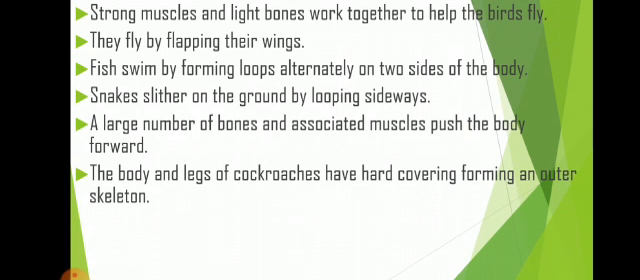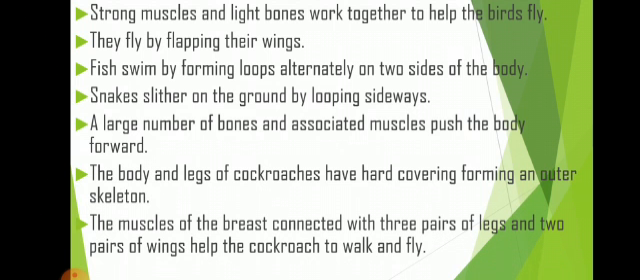The body and legs of the cockroach have a hard covering forming an outer skeleton. You have seen the cockroach. Its inner part is very soft, but from outside it looks very hard. The muscles of the breast, connected with 3 pairs of legs and 2 pairs of wings, help the cockroach to walk and fly.